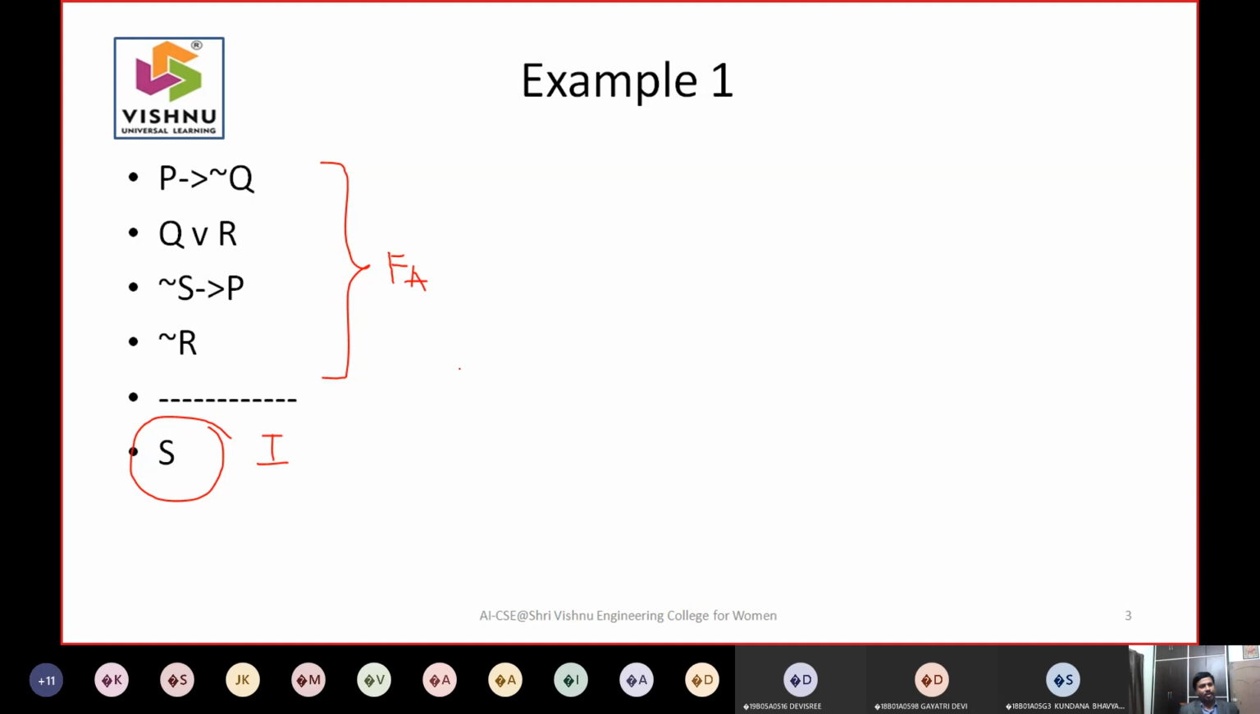You have 3 statements with one operator with 2 operands. So obviously I can start with negation of R. If I combine these 2 statements, can somebody unmute and tell me what can be the outcome of this? If you combine Q ∨ R and negation of R, what can be the outcome?